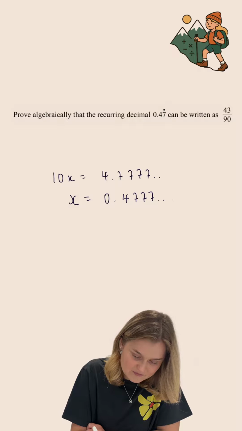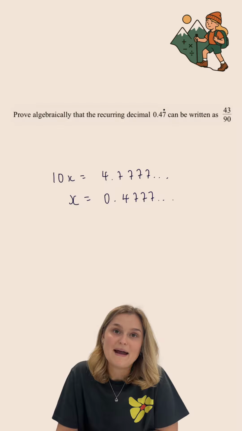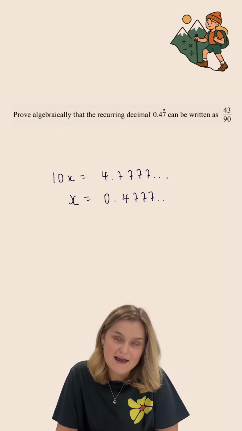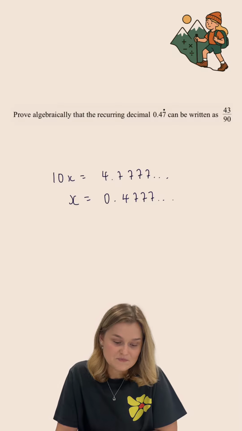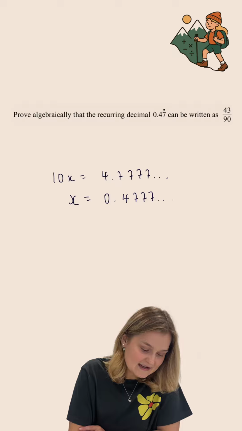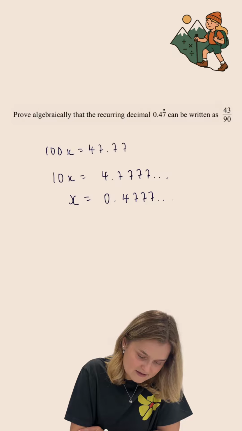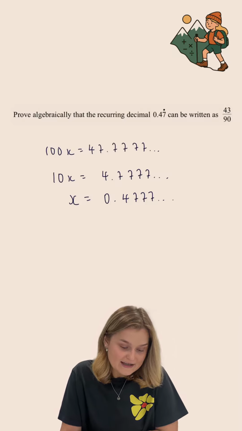4.777 and so on. What I'm trying to do here is get the bit after the decimal point to match up exactly. At the moment it doesn't. One of them goes 0.7 and then continues, and one of them goes 0.47 and then continues. So I'm going to multiply this by 10 again to give me 100x. 100x is going to equal 47.7777. Now this does match up and I've got what I need.